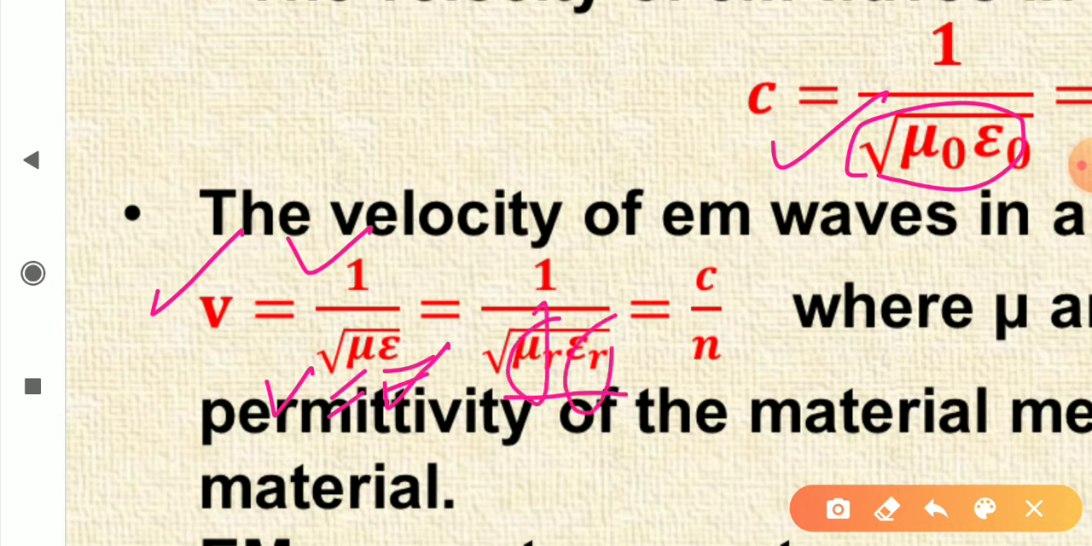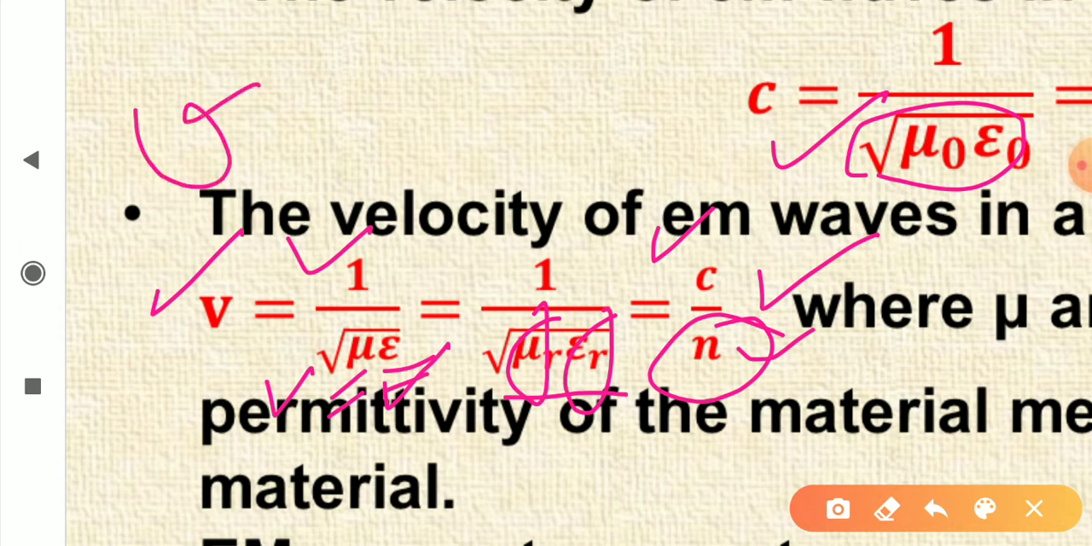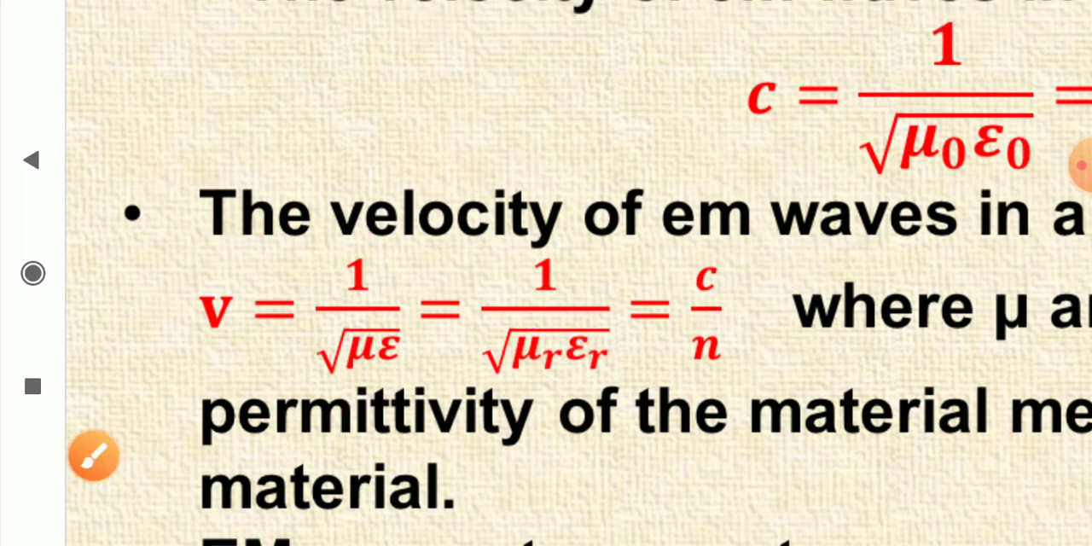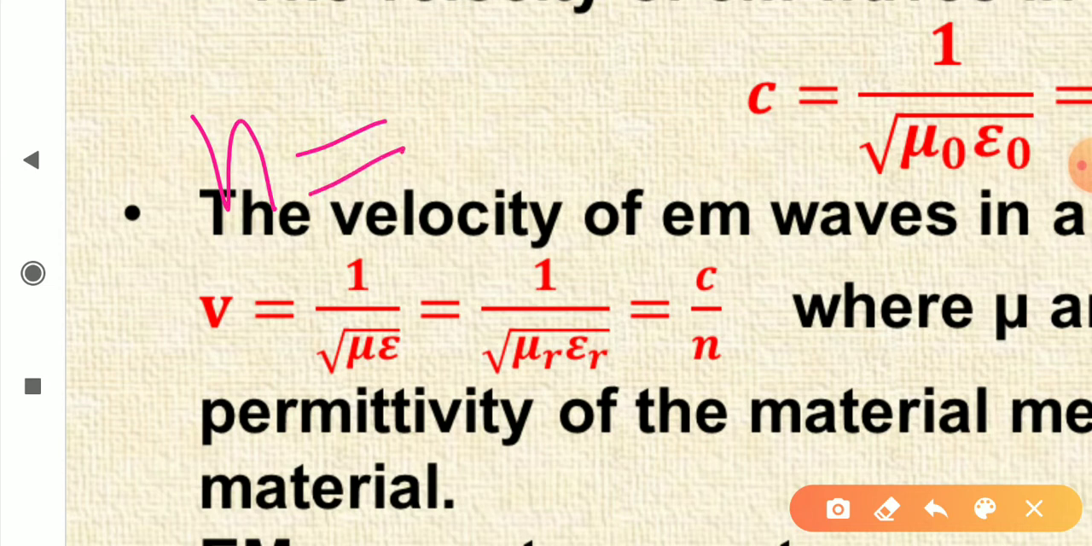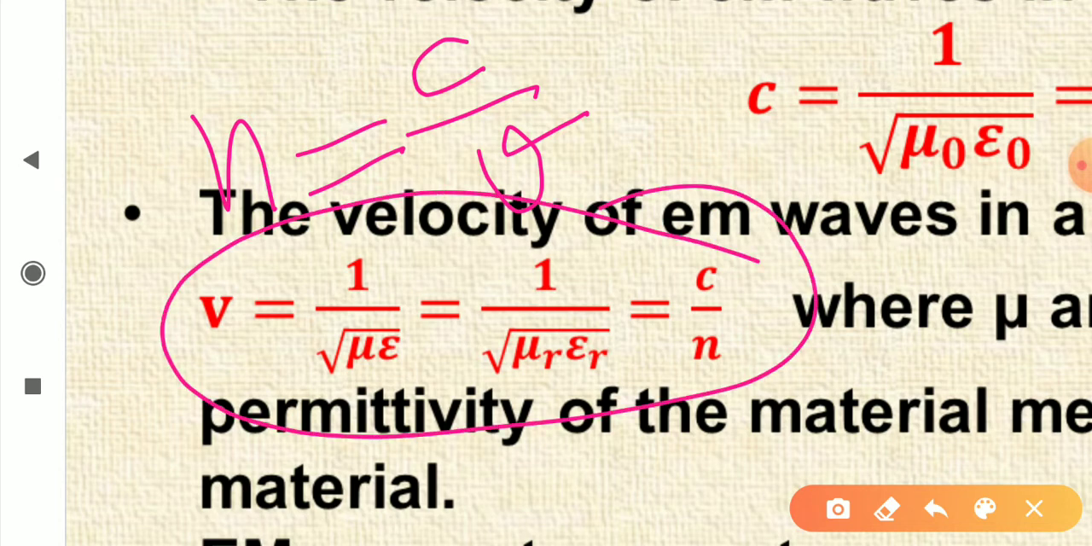Now mu r and epsilon r are relative permeability and relative permittivity, and this is also equal to C upon n, velocity of light upon refractive index of the medium. And you are familiar with this relation, that velocity of light in a medium is C upon n, or refractive index of a medium is velocity of light in vacuum upon velocity of light in medium. So you get this relation also.